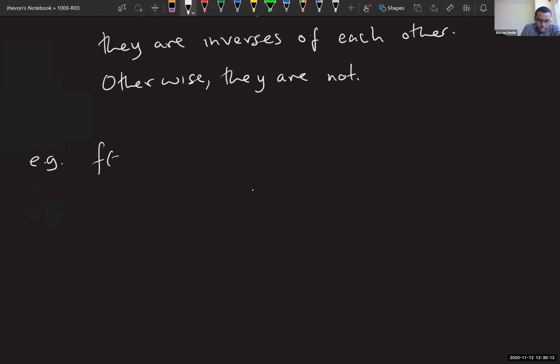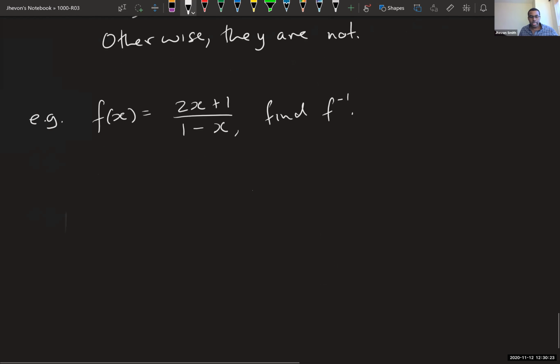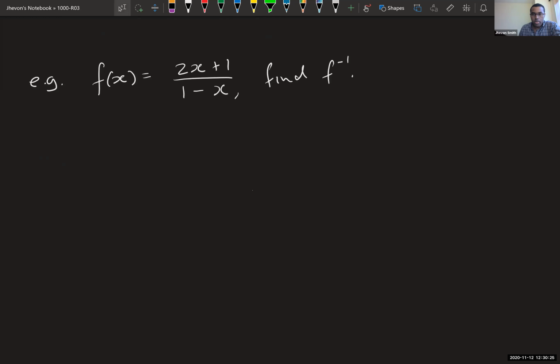So f of x equals, say, 2x plus 1 over 1 minus x. Find f inverse. So let's actually just go through that process again. And I think the answer will be different this time. So y equals 2x plus 1 over 1 minus x. For inverse, I'm going to switch x and y.